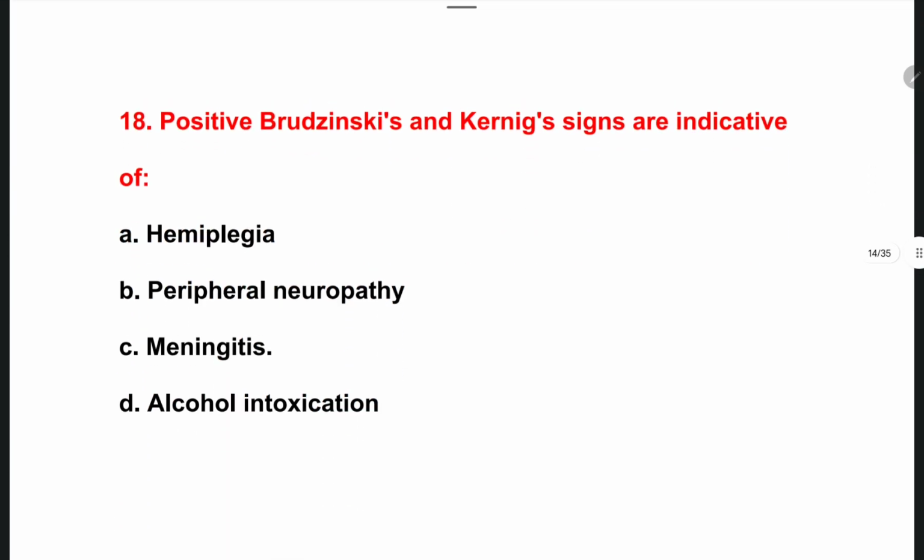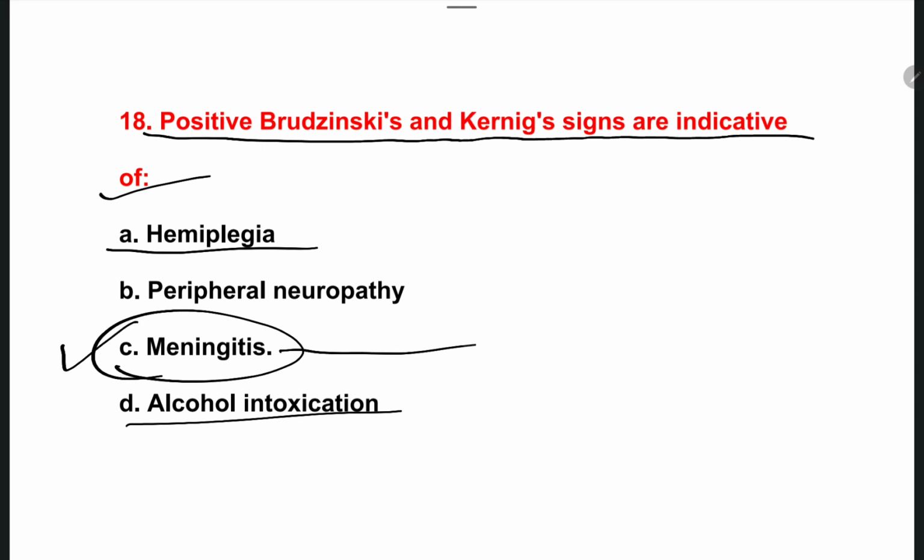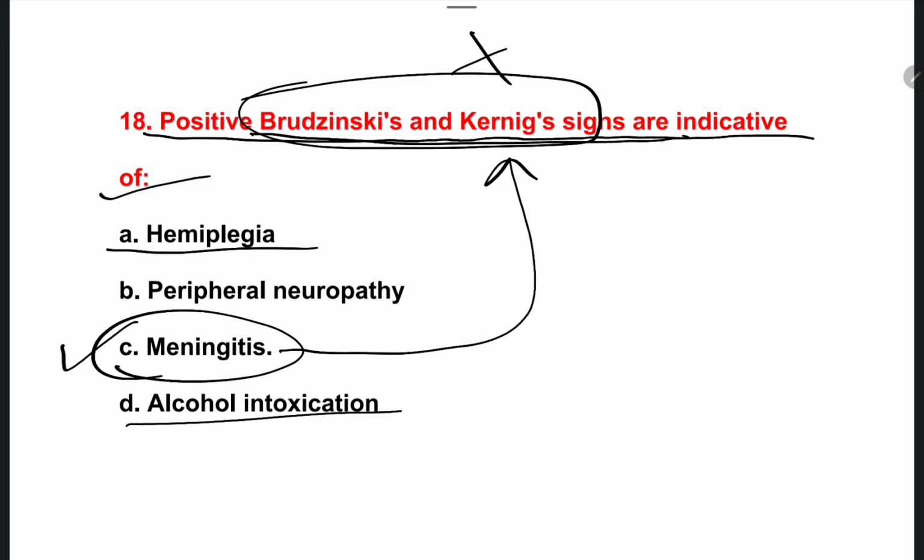The next one is, positive Brudzinski and Kernig signs are indicative of. The options are hemiplegia, peripheral neuropathy, meningitis, alcohol intoxication. The right one is meningitis. So in the case of meningitis, we can see the Brudzinski and Kernig signs positive.